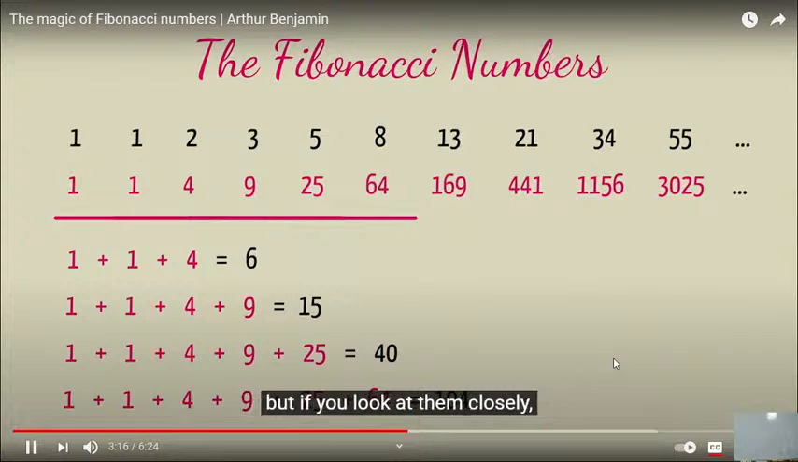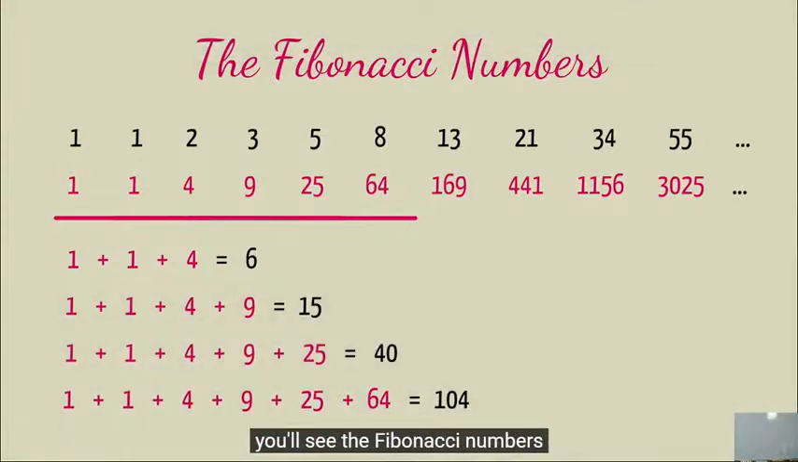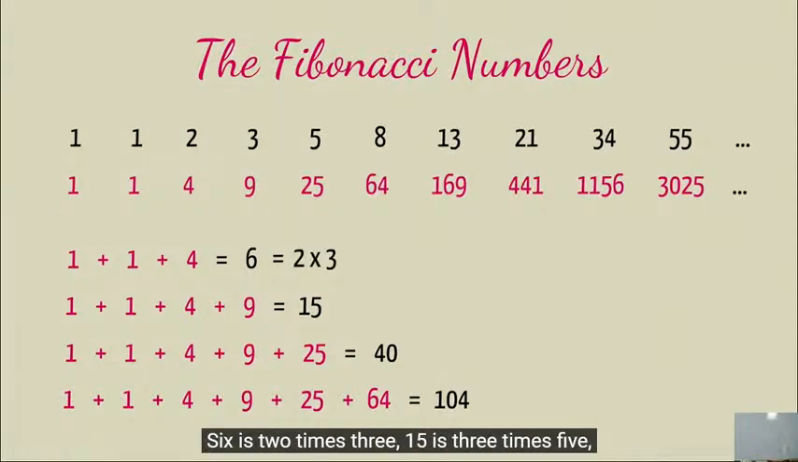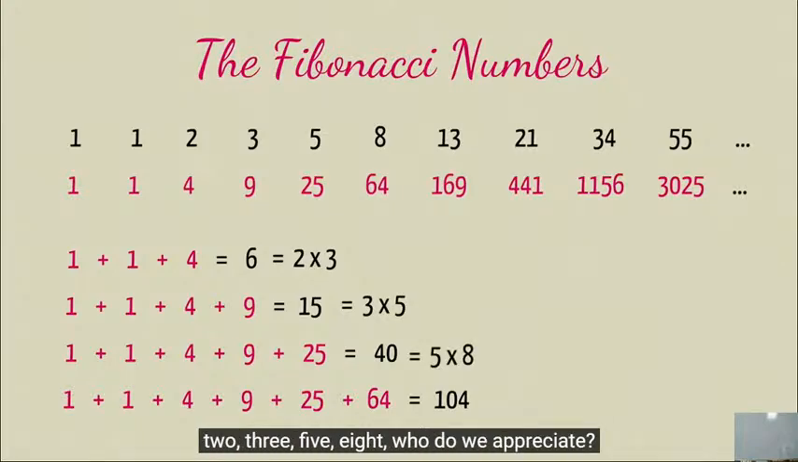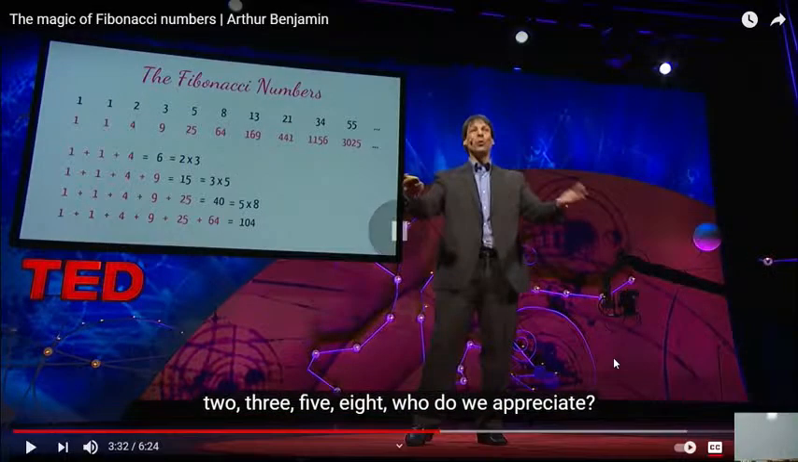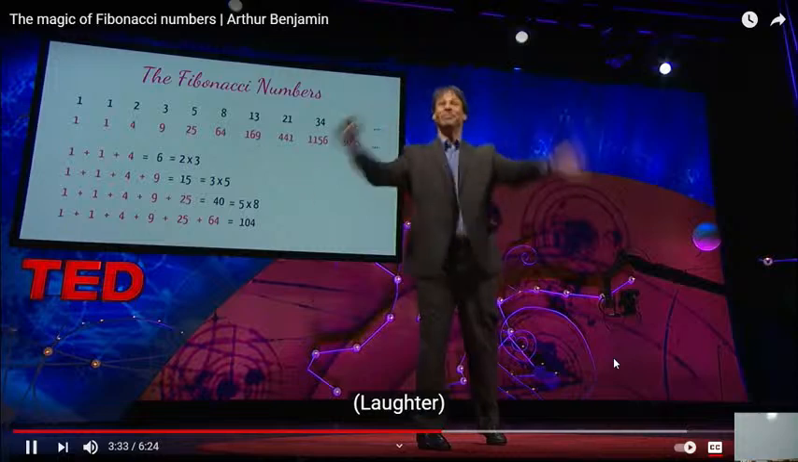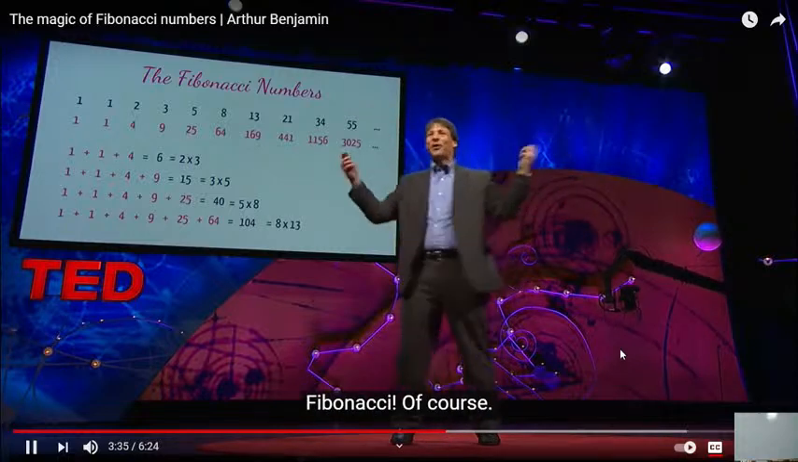Fibonacci numbers, but if you look at them closely, you'll see the Fibonacci numbers buried inside of them. You see it? I'll show it to you. 6 is 2 times 3, 15 is 3 times 5, 40 is 5 times 8. 2, 3, 5, 8. Who do we appreciate? Fibonacci, of course.